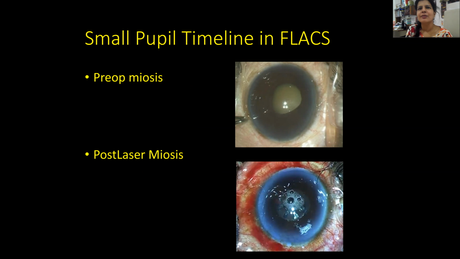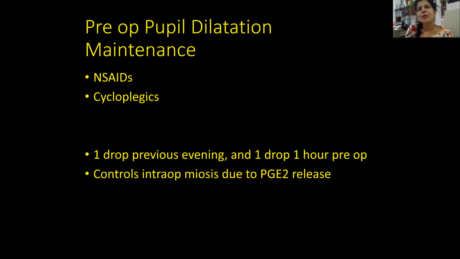The second time where pupil may constrict, even a dilated pupil, is just after the application of the laser. Preoperative pupillary miosis is usually dealt with as in any other case by the use of NSAIDs preoperatively, both on the previous day and the day of the procedure, and the use of cycloplegics both during the procedure and before the surgery. So all this basically decreases the amount of prostaglandins that are released into the aqueous, as well as causes a dilatation of the pupillary sphincter.